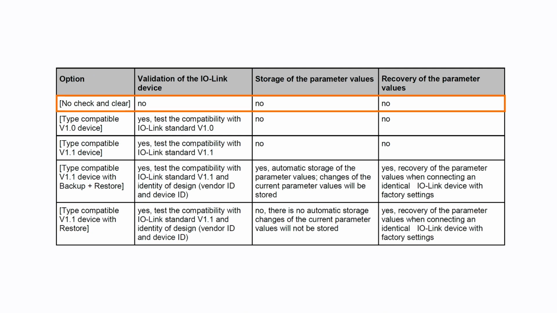The first option, no check and clear, or as it is called in the software, no validation, allows any I/O link device to be connected to the port and read. This means that there is no device check and no data storage.